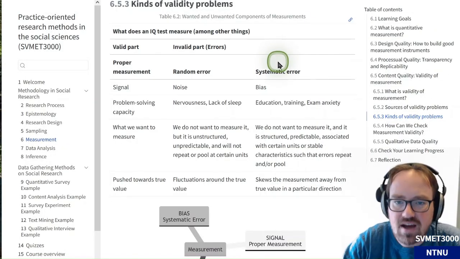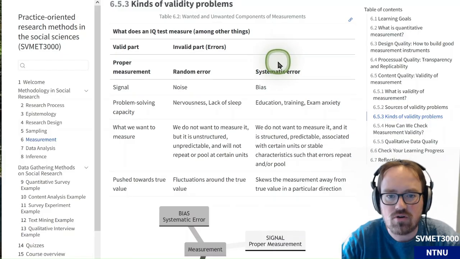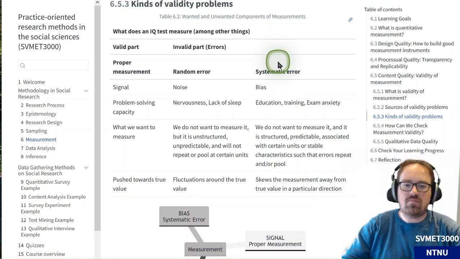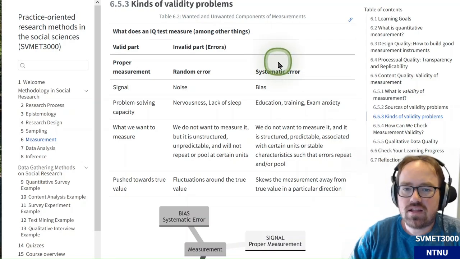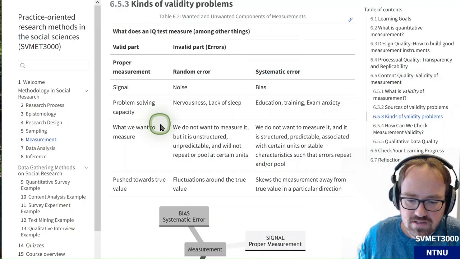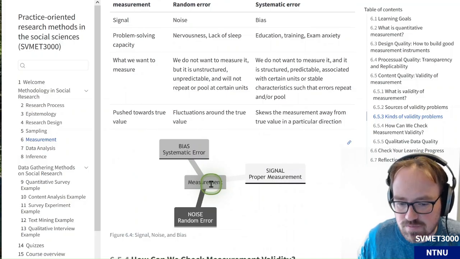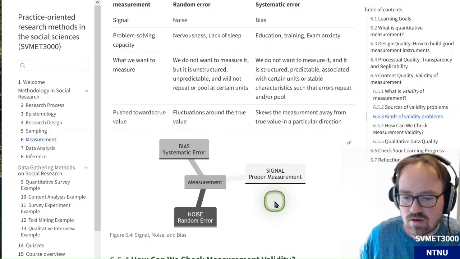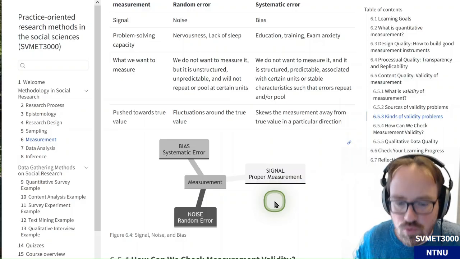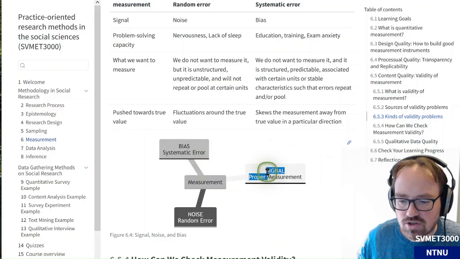We can also break down validity problems by the kinds of errors or the structure of errors that they represent. Let's look at the graphic first. Our measurement can, in that sense, be broken down into 3 parts, and each measurement instrument has all 3, but we want a mixture that is a lot of this.